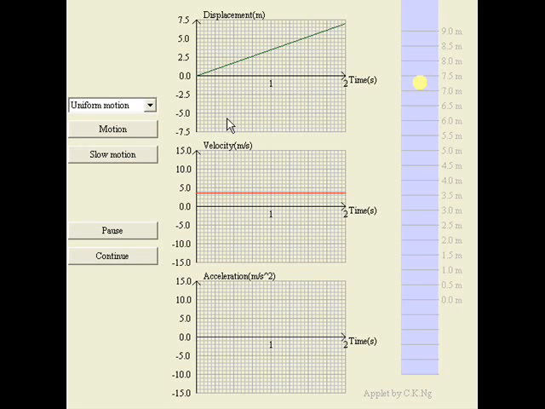Displacement time graph, this is the velocity time graph, this is the acceleration time graph. So if I run this animation in slow motion, we can see that the velocity stays constant, indicated by the red arrow, whereas the displacement is increasing.